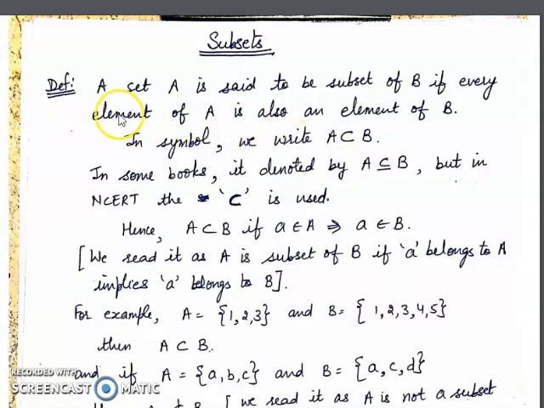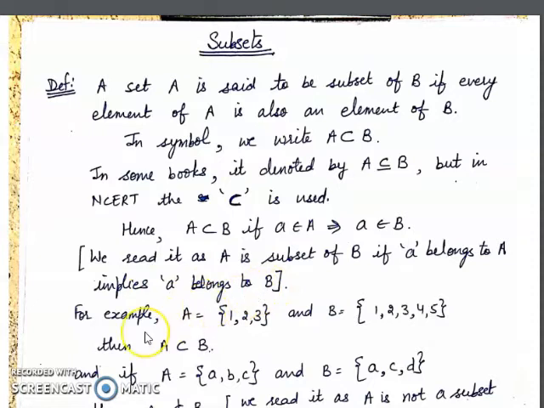So, to define the subset in notation, we write A is a subset of B if x belongs to A implies x belongs to B. All of you know that this is the symbol of belongs, and this is the symbol of implies. We read it as A is a subset of B if x belongs to A implies x belongs to B.